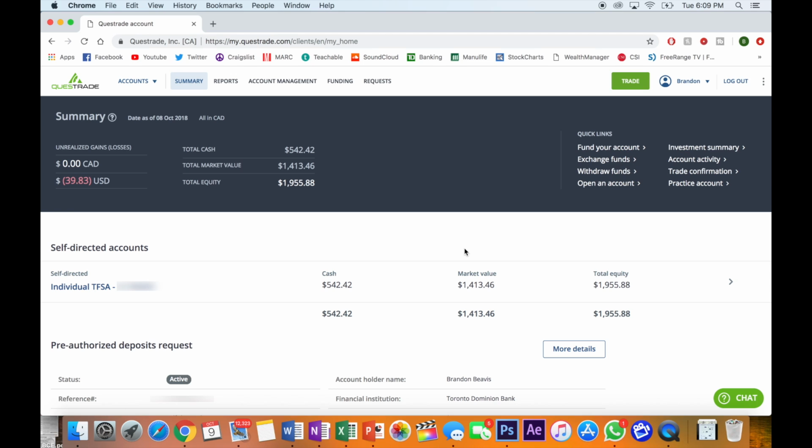To the right of this, we have the market value. What the market value means is essentially what my investments are worth as of today, as of filming this video. So the investments that I hold currently have a market value of about $1,400. And to the right of that, we have the total equity for the portfolio. This would be a combination of both the market value plus the cash. And as I'm filming the video, it's looking to be just over $1,900, or $1,950.